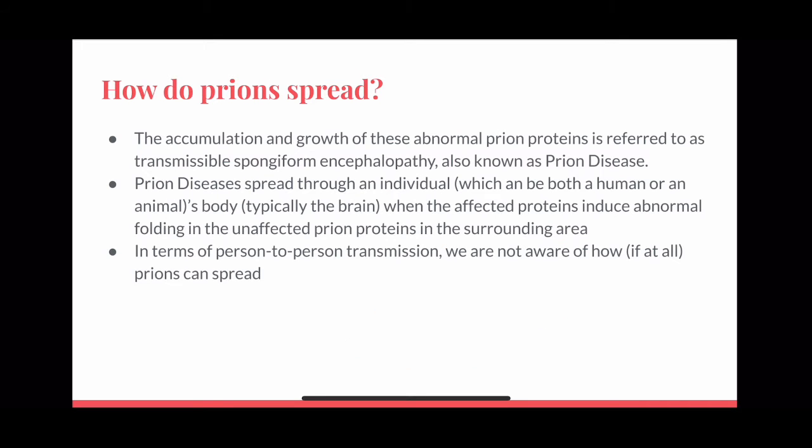So how do prions spread? The accumulation and growth of these abnormal prion proteins is referred to as transmissible spongiform encephalopathy, also known as prion disease. Prion disease is spread through an individual, which can be either a human or an animal's body, typically in the brain, when the affected proteins induce abnormal folding in the unaffected prion proteins in the surrounding area. But in terms of person-to-person transmission, we are not aware of how, if at all, prions can be spread.